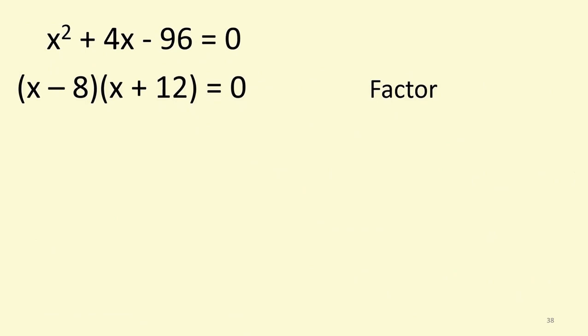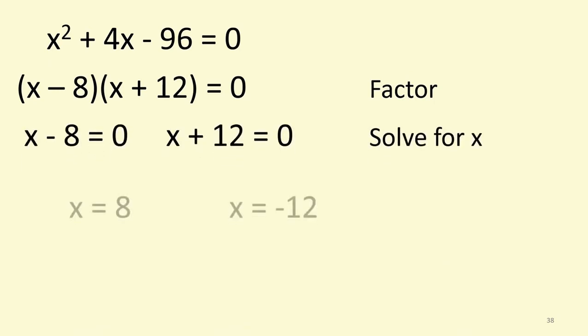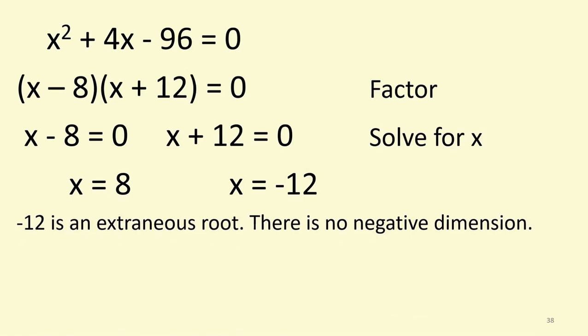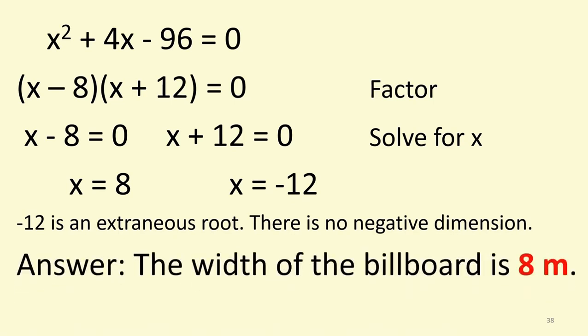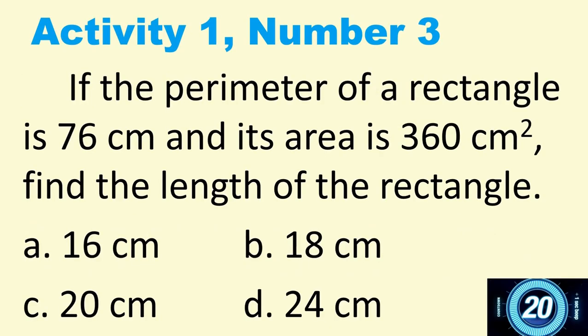The factors of negative 96 that add to 4, we have -8 and 12. Separate the two factors and solve for x. We have x = 8 and x = -12. Don't forget, -12 is an extraneous root because we don't have a negative side. The answer now, the width of the billboard is 8 meters. Do we still have questions? If you don't have questions, let's have activity 1, number 3.